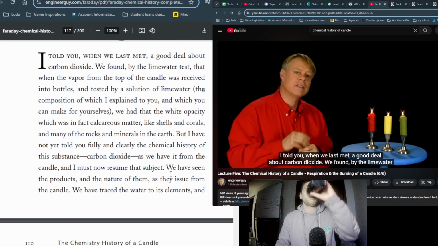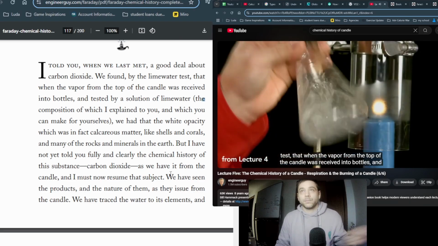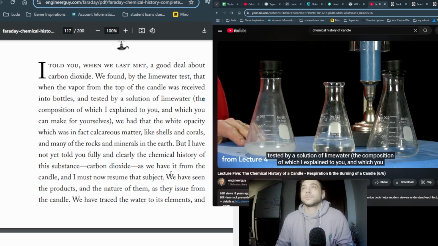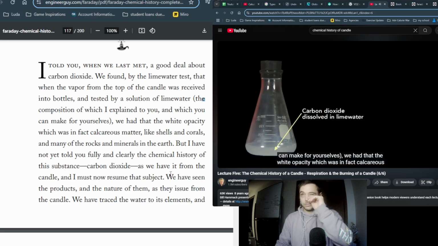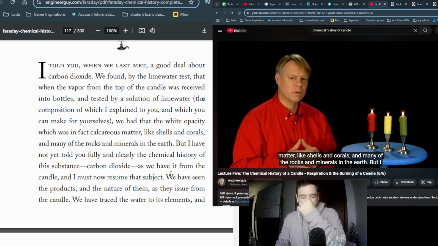I told you when we last met a good deal about carbon dioxide. We found by the lime water tests that when the vapor from the top of the candle was received into bottles and tested by a solution of lime water, the composition of which I explained to you and which you can make for yourselves, we had that white opacity, which was in fact calcareous matter like shells and corals and many of the rocks and minerals in the earth.